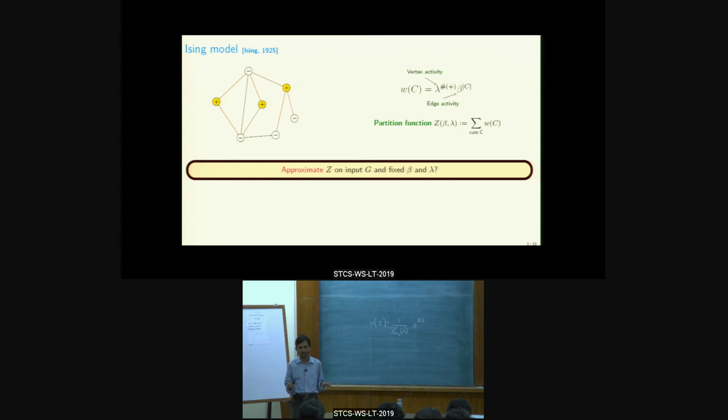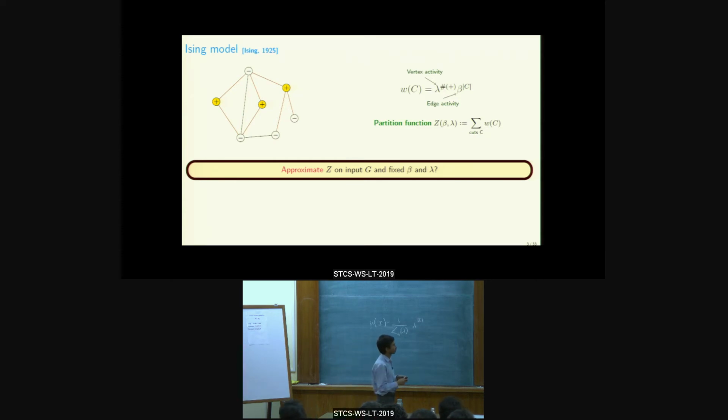All the 2 to the power n configurations are allowed, and for each configuration you have a weight that looks like this. You have a lambda parameter, and you get lambda raised to the power of the number of plus spins, so the number of vertices that are assigned plus. Then you have a beta parameter, and you get beta raised to the number of cut edges. These are the edges that are red in here, so the edges where there's a disagreement.